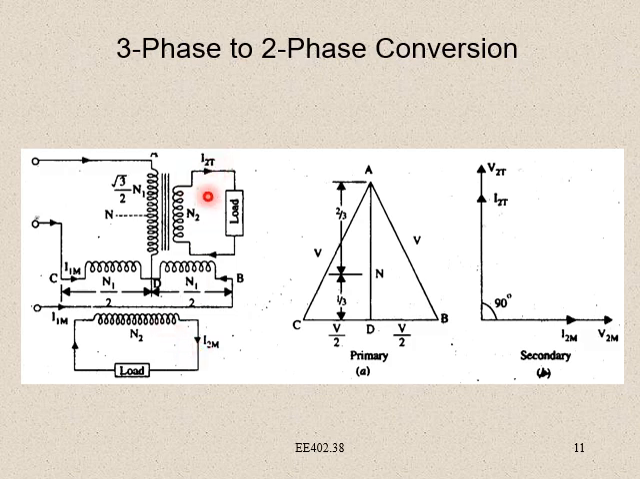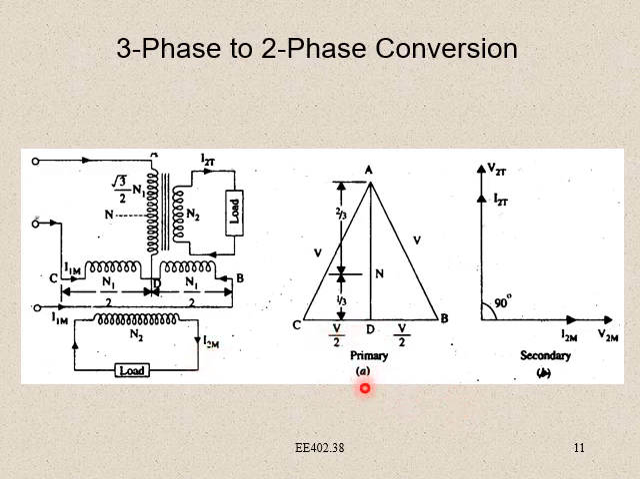where T is teaser transformer and M is main transformer. As I've said in the previous slides, it just requires a main transformer and a teaser transformer. This is it. I2T is the current of teaser transformer, and this is I2M. This is the current of main transformer.